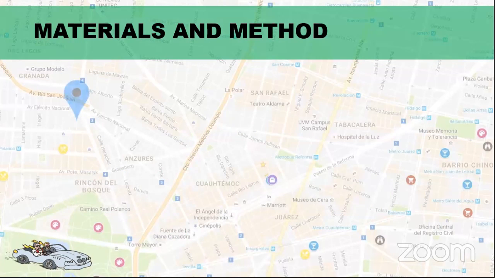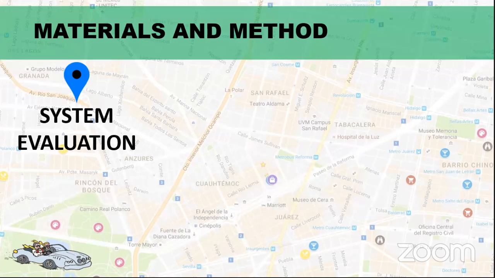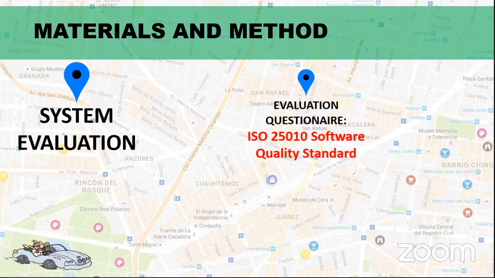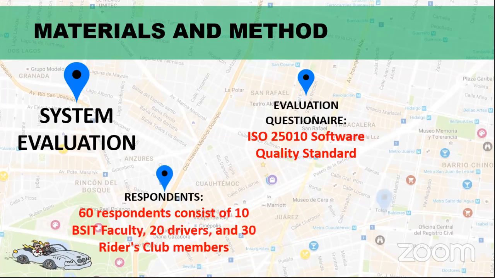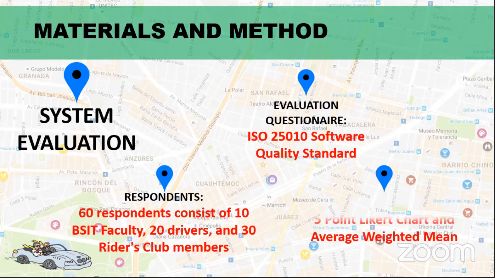And next is the system evaluation. The proponents adopted the four criteria of ISO 25010 to evaluate the system. Those criteria are functional suitability, performance efficiency, usability, and security. Next are the respondents. The respondents are composed of 60 respondents: 10 BSIT faculty, 20 drivers, and 30 Riders Club members. And for analysis, a 5-point Likert scale was used and the average weighted mean.